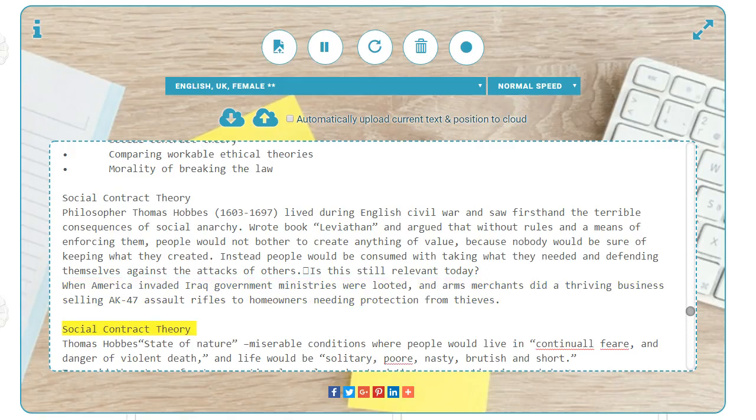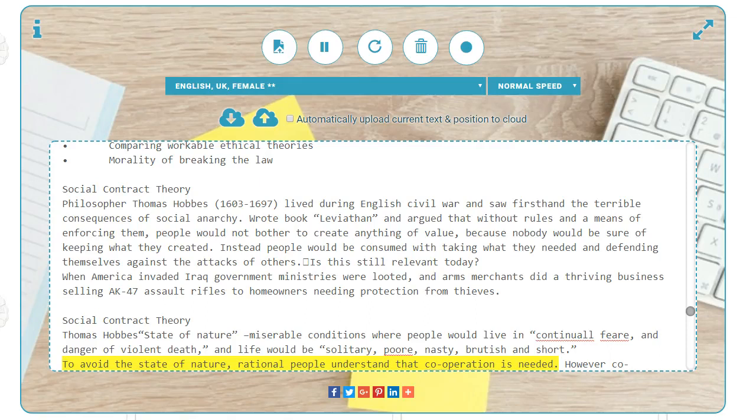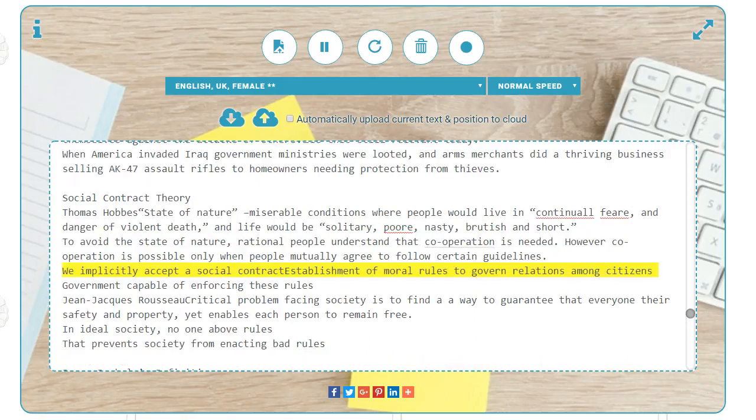Social contract theory. Thomas Hobbes described the state of nature: miserable conditions where people would live in continual fear and danger of violent death, and life would be solitary, poor, nasty, brutish and short. To avoid the state of nature, rational people understand that cooperation is needed. However, cooperation is possible only when people mutually agree to follow certain guidelines. We implicitly accept a social contract, the establishment of moral rules to govern relations among citizens, and a government capable of enforcing these rules.